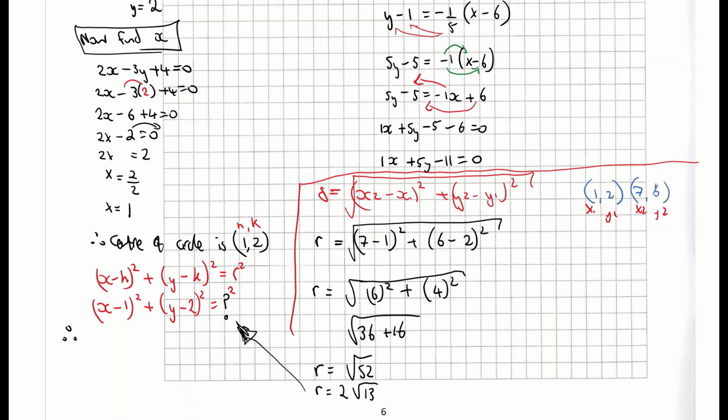Therefore, the question asked us to find the equation of this circle. The equation of my circle is (x minus 1) all squared plus (y minus 2) all squared is equal to my radius, which is 2 root 13, or square root 52, all squared. You don't need to multiply out these brackets, so you won't gain any additional marks, but you do need to simplify the radius, and (2 root 13) squared is 52. And that's the equation of the circle.